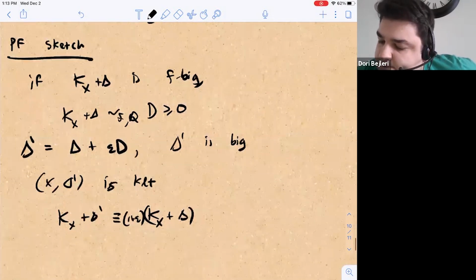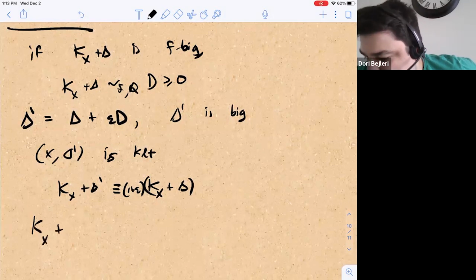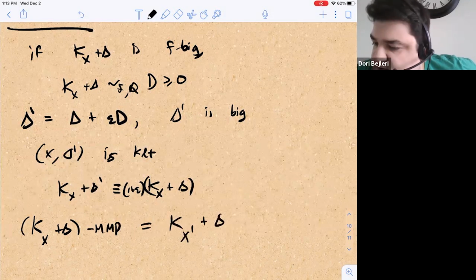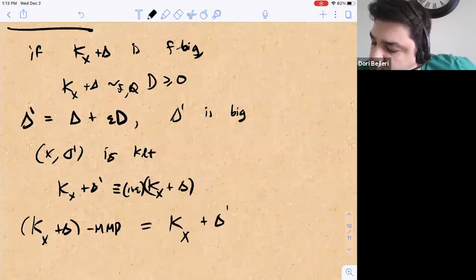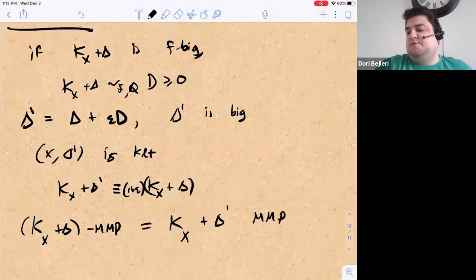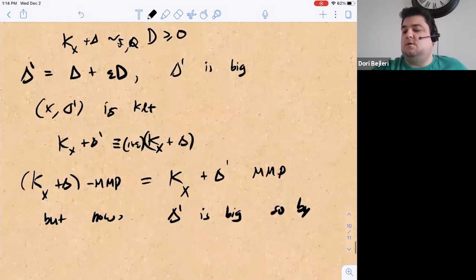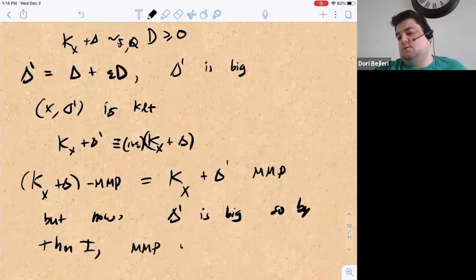Sorry, kx plus delta prime. But now with the pair x comma delta prime, we have the assumption that delta prime is big. So by theorem 1, MMP with scaling terminates.